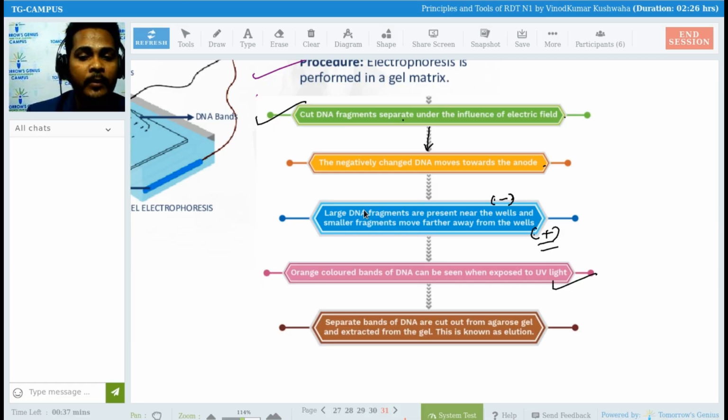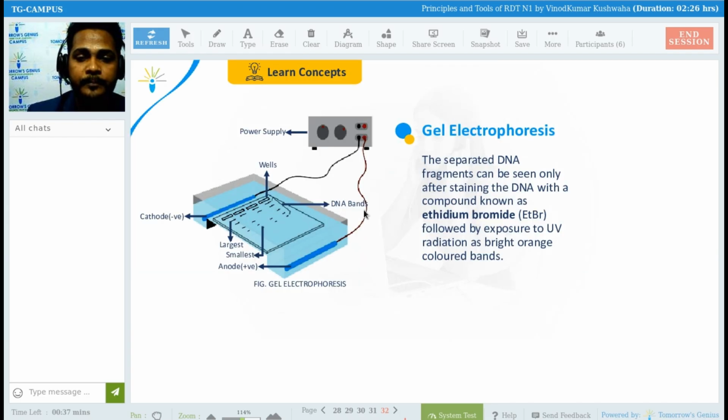Then the separated strands of DNA are cut out of the agarose gel and extracted from the gel. This is known as elution. Clear? Like here, this is the DNA band, cathode, anode and all. This is the complete setup.